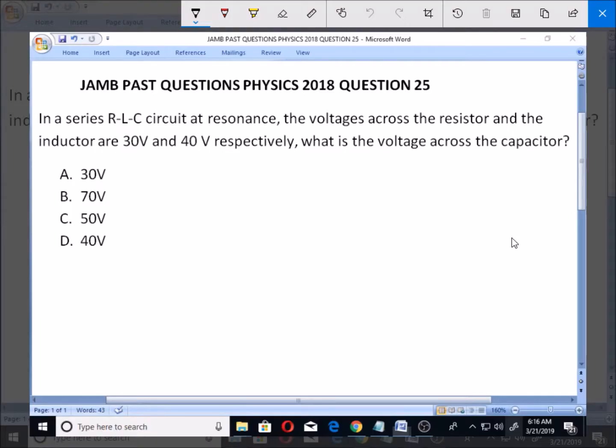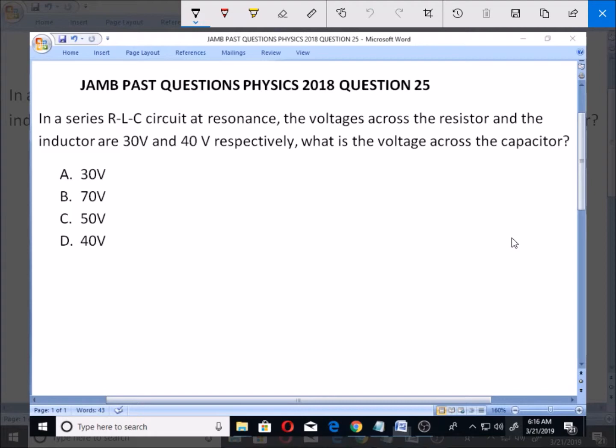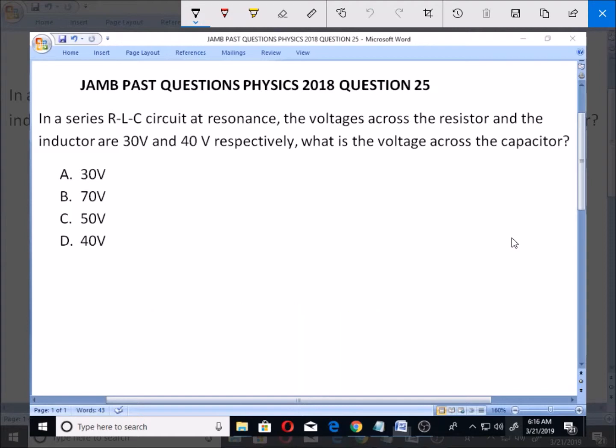Come, let's look at this JAMB past question, Physics 2018. Question number 25. In a series RLC circuit at resonance, the voltages across the resistor and the inductor are 30 volts and 40 volts respectively. What is the voltage across the capacitor? Option A, 30 volts; B, 70 volts; C, 50 volts; D, 40 volts.